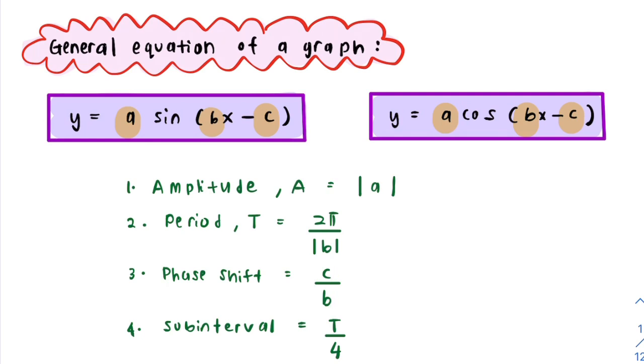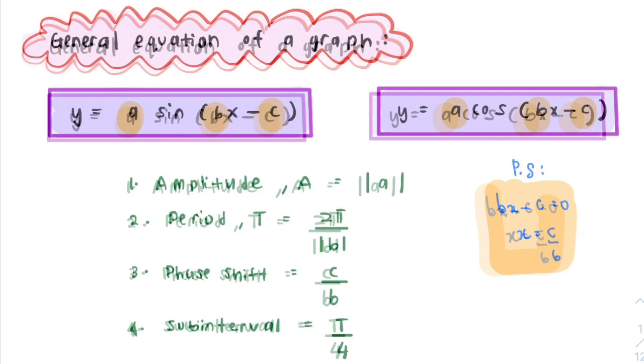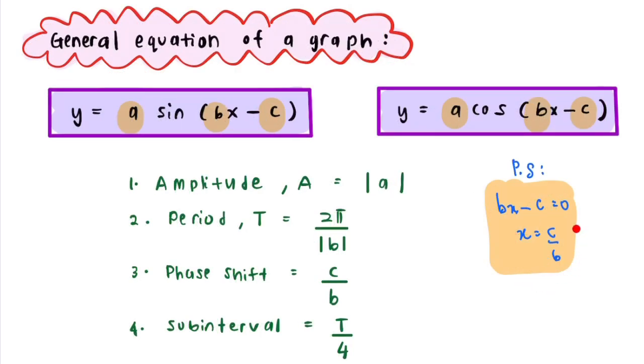You don't need to memorize this; you just take whatever you have inside the bracket here and solve for it. Let me show you. Inside this bracket here is bx minus c. You just make it equal to 0 and then solve for x. x is equal to c over b. That's why this is your phase shift formula, which is c over b. So you can see here, for phase shift, the formula is c over b.